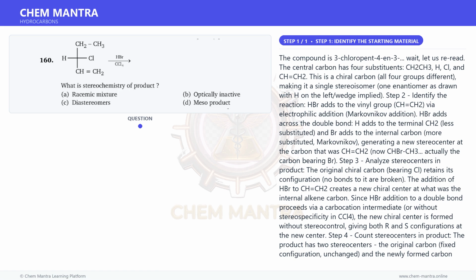Step 5. Why other options fail? A. Racemic mixture would require equal and opposite enantiomers, not the case here since one center is fixed. B. Optically inactive implies either meso or racemic, not applicable. D. Meso requires internal plane of symmetry. The 2 stereocenters have different substituents, so meso is not possible. The 2 products formed are diastereomers.